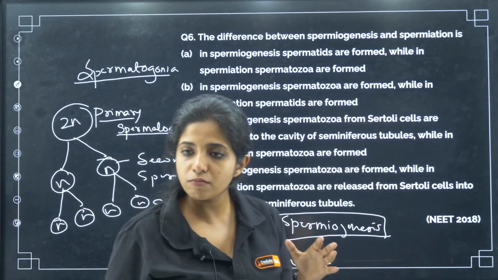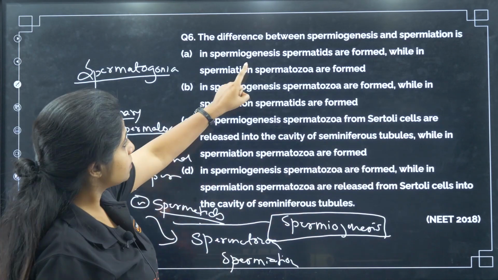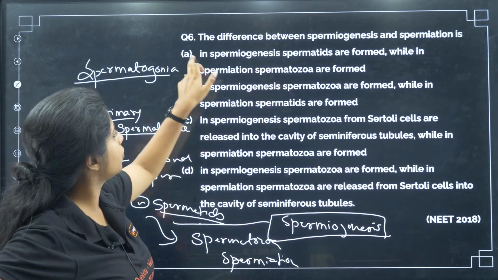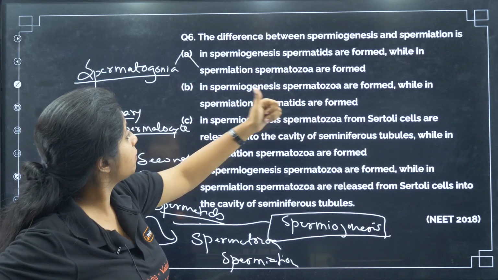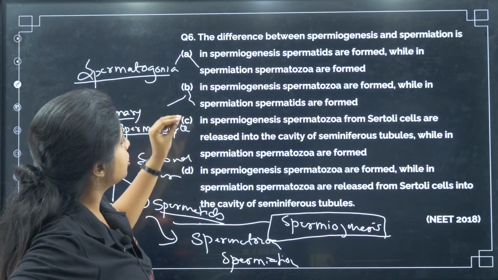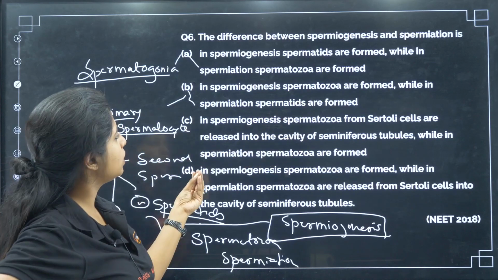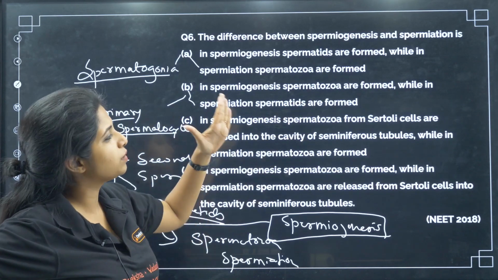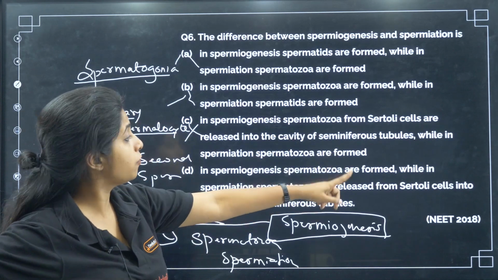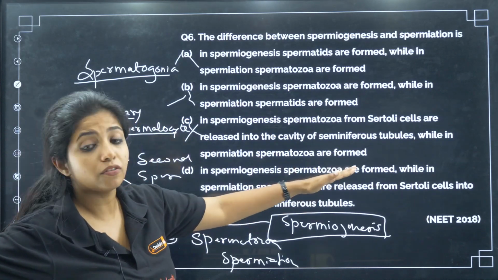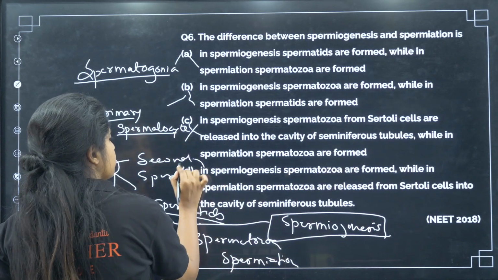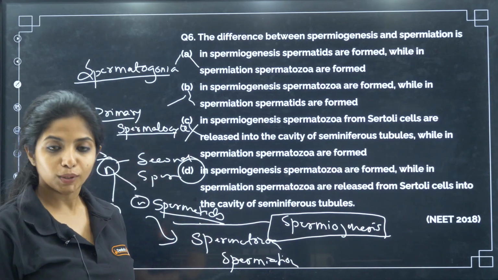Now the difference between spermiogenesis and spermiation is what? In spermiogenesis, spermatids are formed, spermatozoa is formed. Wrong. In spermiogenesis, spermatozoa are formed, while in spermiation, spermatids are formed. Spermiation means going. In spermiogenesis, spermatozoa from Sertoli cells are released into the cavity of the seminiferous tubules. No. In spermiogenesis, spermatozoa are formed, while in spermiation, spermatozoa are released from the Sertoli cells into the cavity of what? The seminiferous tubules. So this becomes your answer.